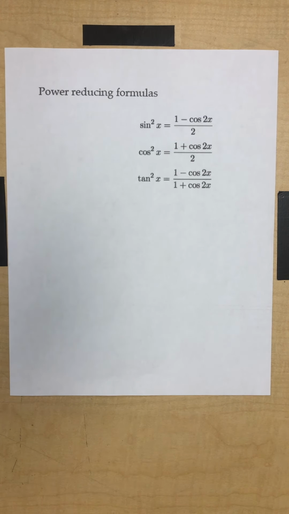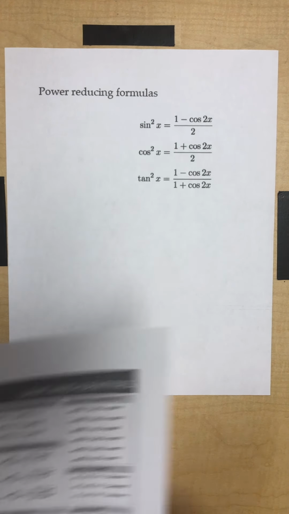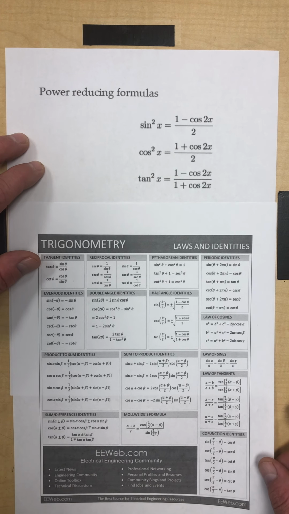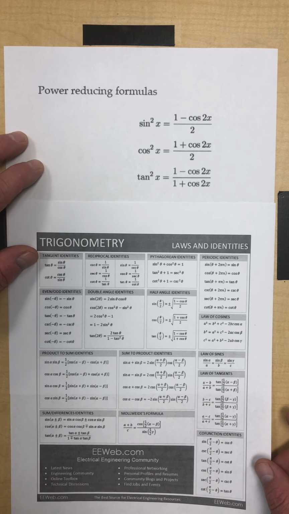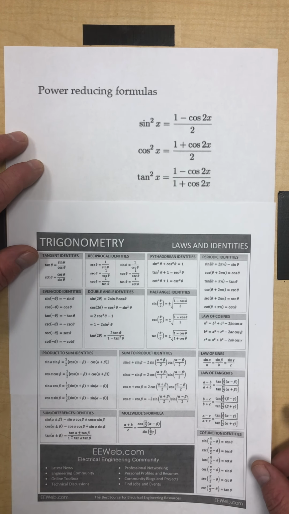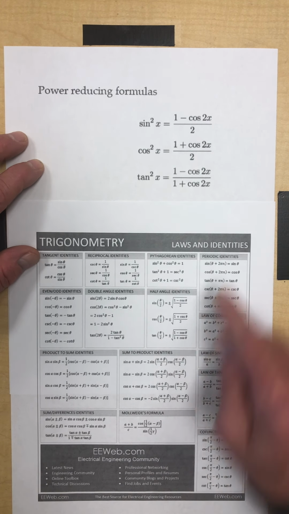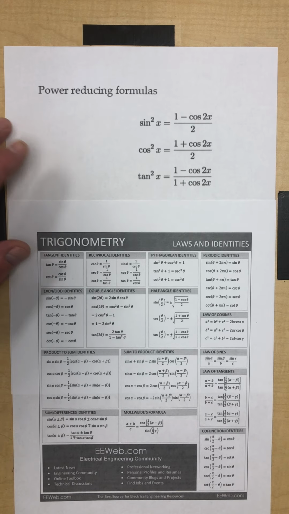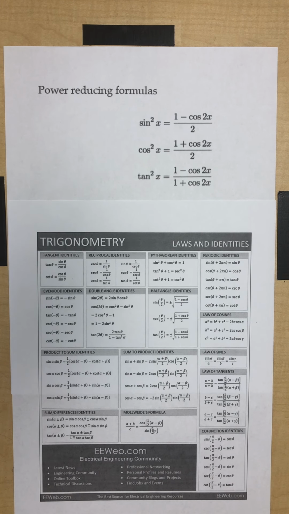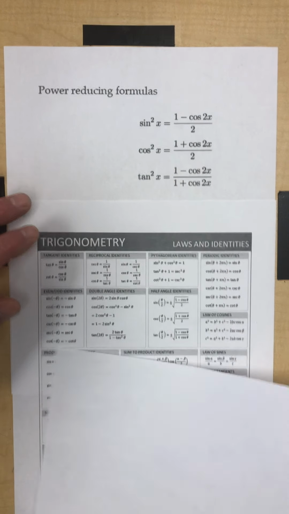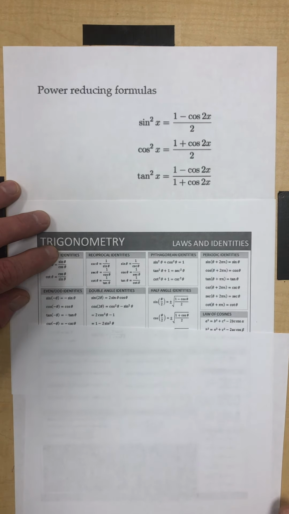Okay, I wanted to definitely bring in this. These power reducing formulas are not on here, but they are basically a derivation of these half angle identities. We're going to need these. So I can show you how we come up with these. I'll just show you one of them because they're all real similar. So we'll just do this top one.